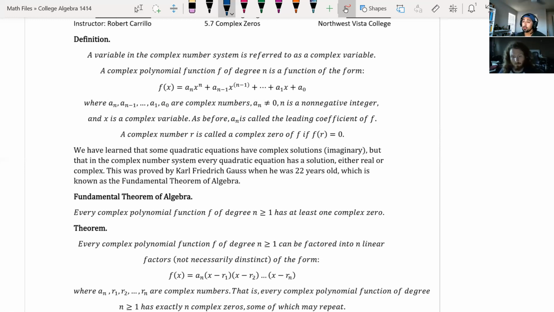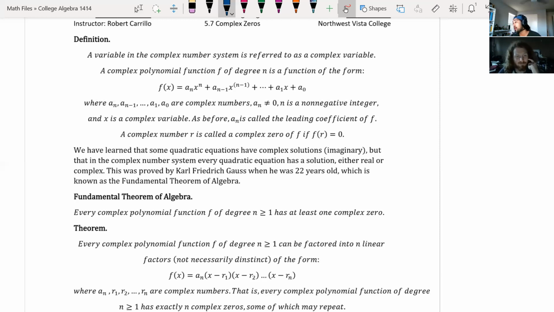Okay, so we have learned that some quadratic equations have complex solutions, imaginary, but that in the complex number system, every quadratic equation has a solution, either real or complex. This was proved by Carl Friedrich Gauss when he was 22 years old, which is known as the fundamental theorem of algebra.